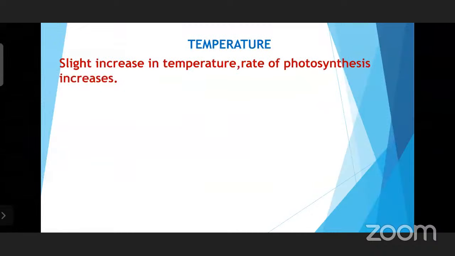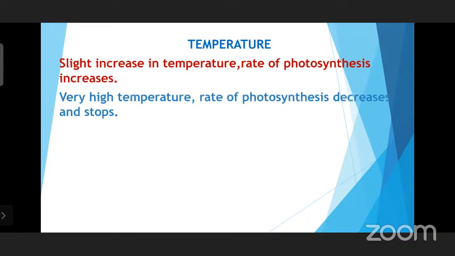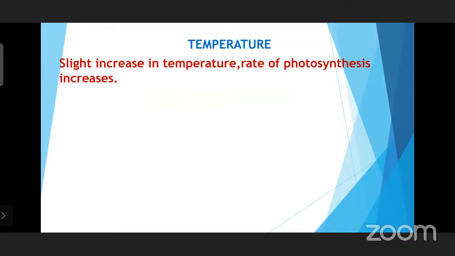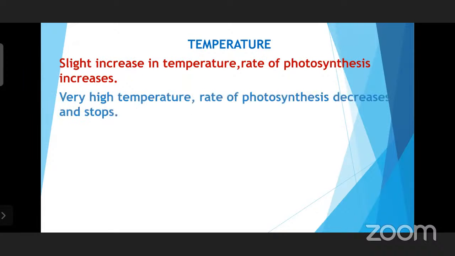Temperature, as we have just discussed: minimum, maximum, optimum temperature. These three are important cardinal points, and they affect the rate of photosynthesis. With a slight increase in temperature, the rate of photosynthesis increases. At very high temperature, as the temperature becomes higher and higher, the rate of photosynthesis decreases and stops. What could be the reason?